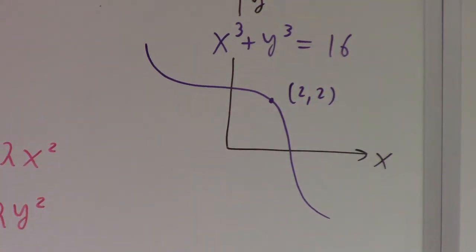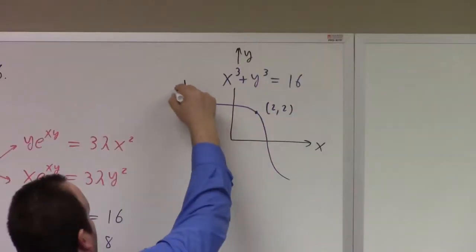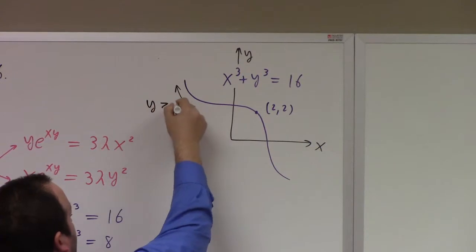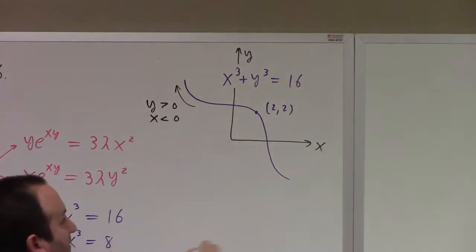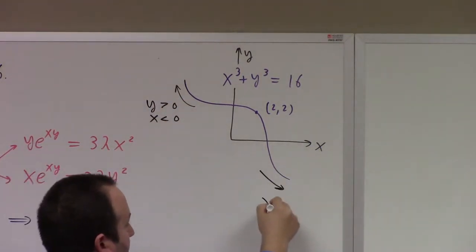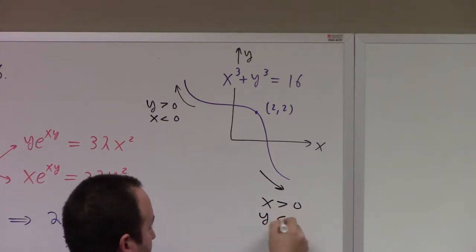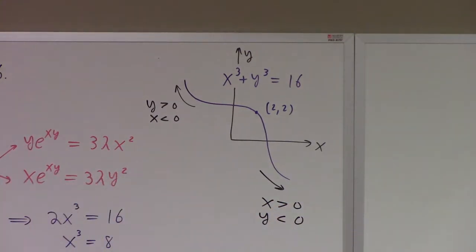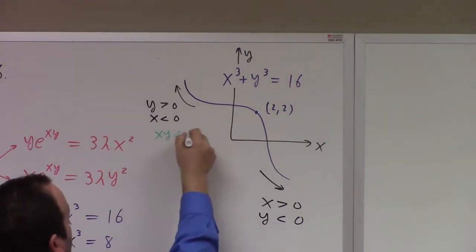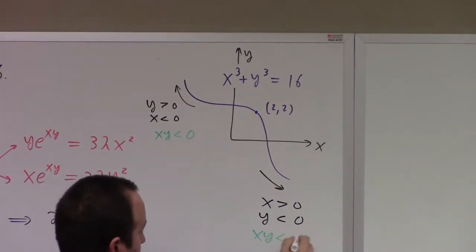What happens as you go off this way? You have y greater than 0 and x less than 0, right? As you go that way, you've got x greater than 0, y less than 0. So in both cases, what do you have? You've got xy less than 0.